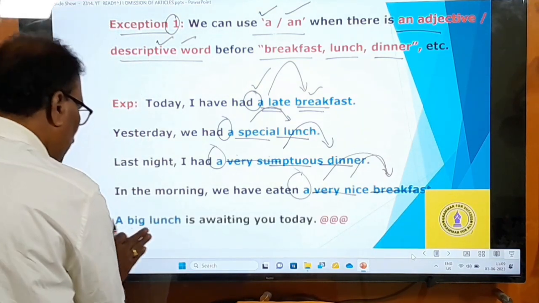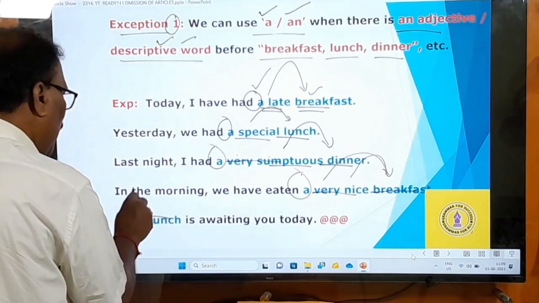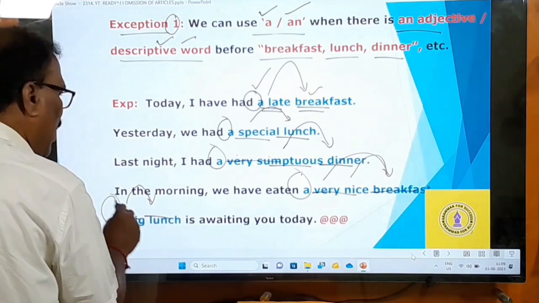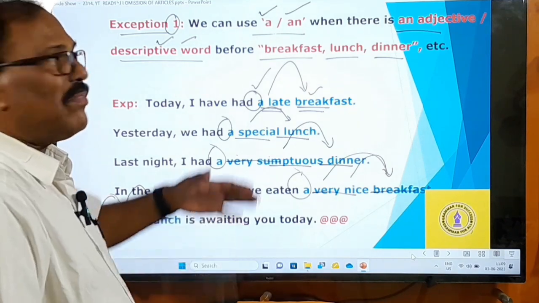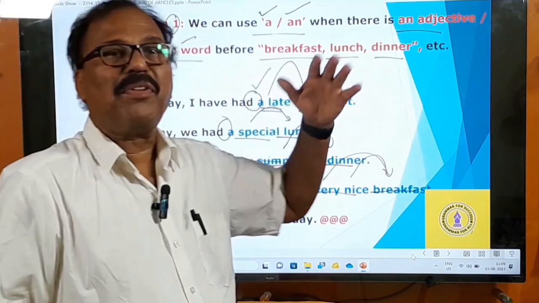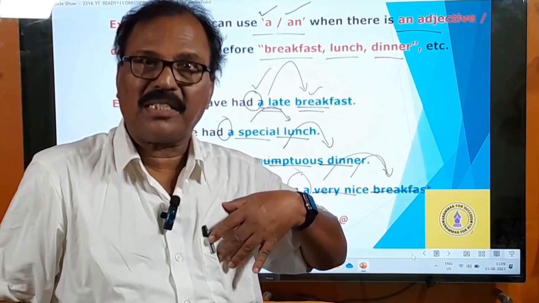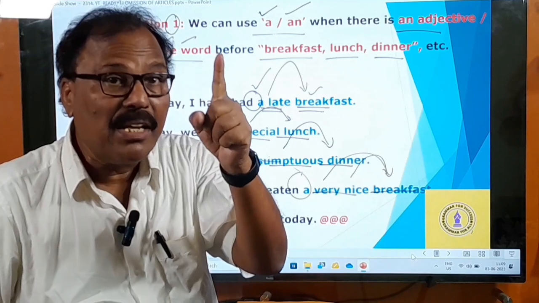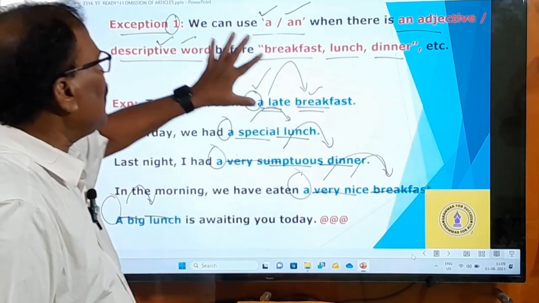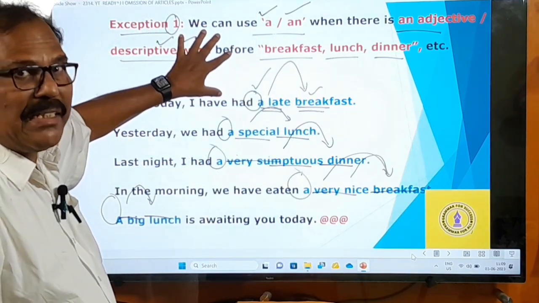A big lunch. Yes, a big lunch is there. Okay, big lunch is there. Therefore, a big lunch is awaiting you today. So in this way, whenever there is a descriptive word before the names of meals, you can use either a or an, not the, please. Either a or an. Remember this beautiful rule. Keep it in your mind.